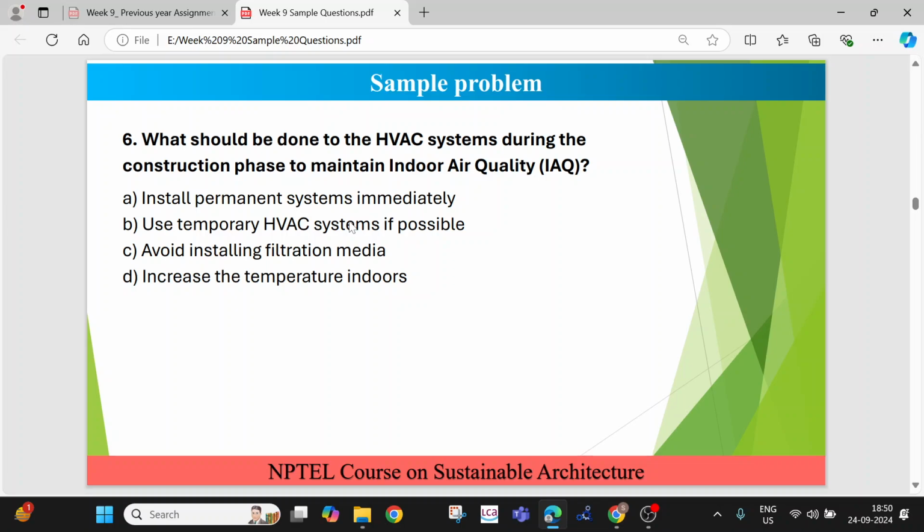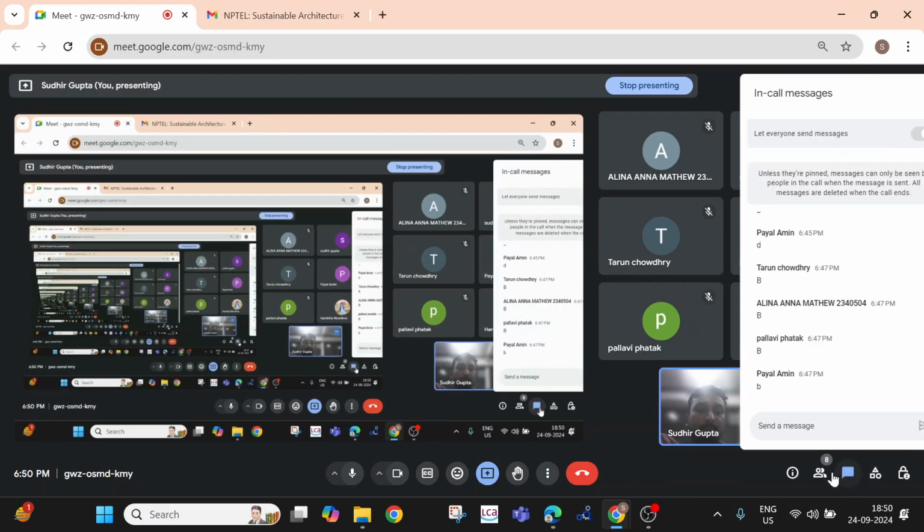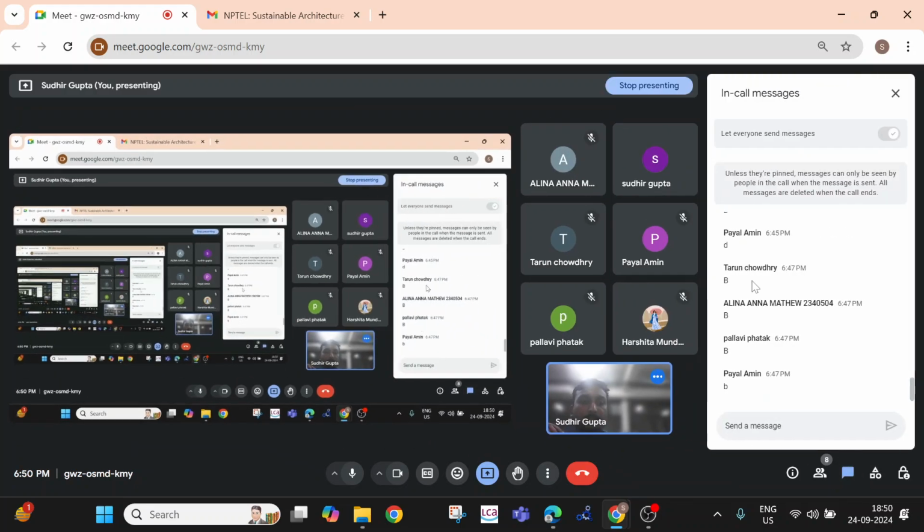At that time the air quality is very, very bad. When you will be mixing, fixing, drilling, the quality becomes very bad. So you will avoid it, or the last option, you will increase the indoor temperature. Which will be the most suitable strategy to maintain the indoor air quality during the construction phase? Let's see how many of you are able to answer this question correctly. Okay.